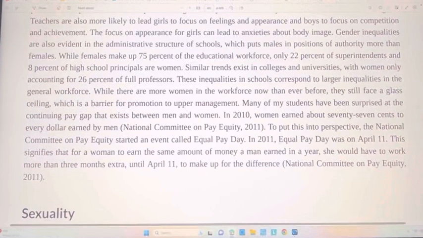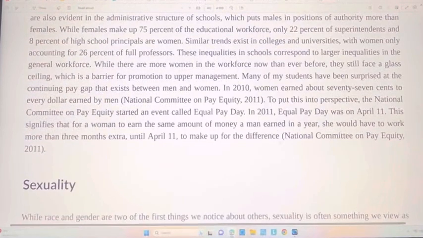Gender inequalities are also evident in the administrative structure of schools, which puts males in positions of authority more than females. While females make up 75% of the educational workforce, only 22% of school superintendents and 8% of high school principals are women. Similar trends exist in colleges and universities, with women only accounting for 26% of full professors. These inequalities in schools correspond to larger inequalities in the general workforce.